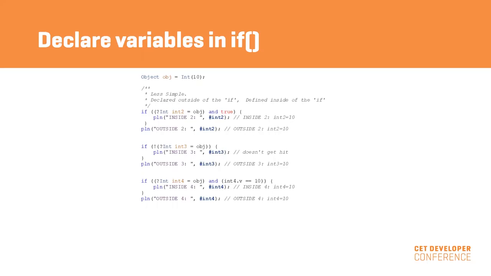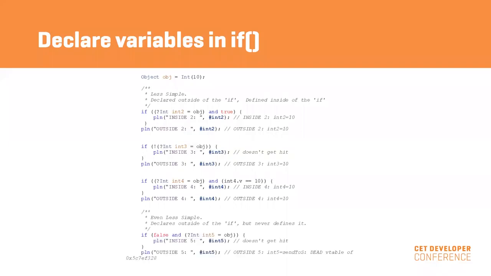So you can see that I can access it inside, cool, but I can also access it outside. So it's just something to note. And then even weirder here, you can see that it declares outside of the if, but since I bail out early with that false, it won't define it. But you can see that it still exists outside of the if.